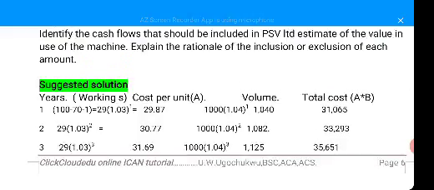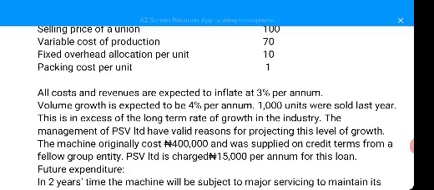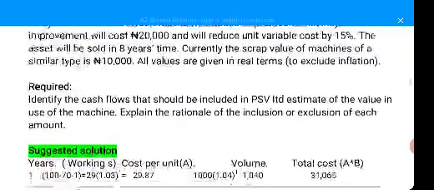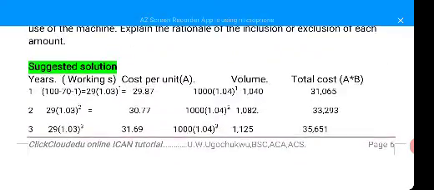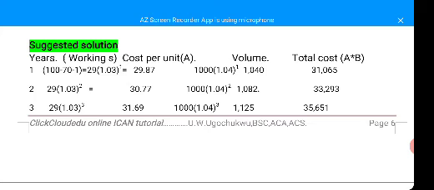The volume also will increase. We are told that volume will increase by 4%, on 1,000 units. So by studying it, you find that our volume will increase. Then our total cost, which is the total cash inflows and or outflows, is always our A times B.